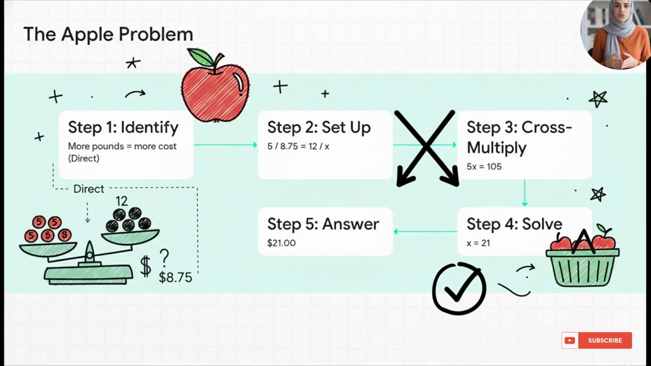Okay, you back? So does it make sense that if you buy more apples, it's going to cost more money? Of course. They move in the same direction, so it's direct. We set up our fractions, cross-multiply, and boom, the answer is $21.